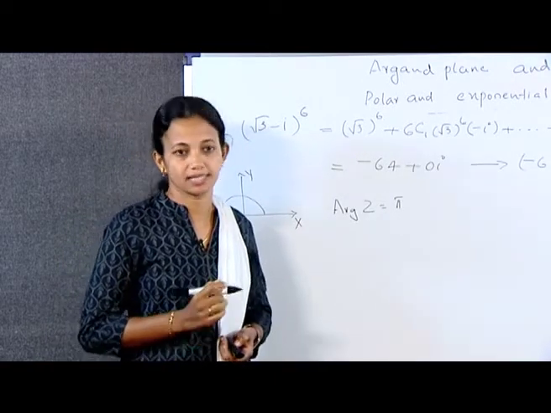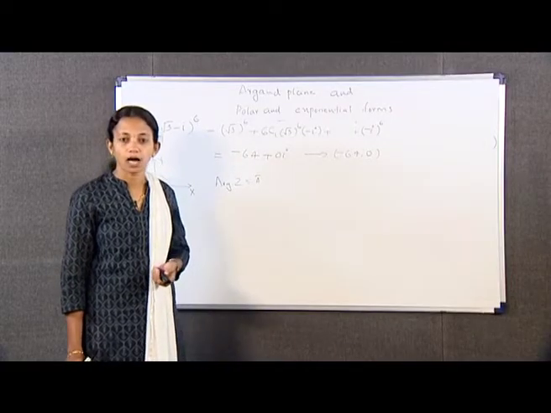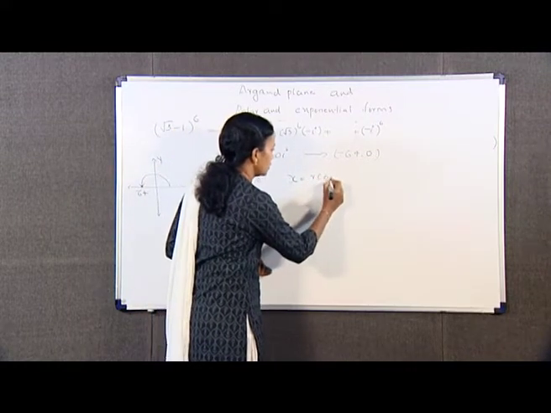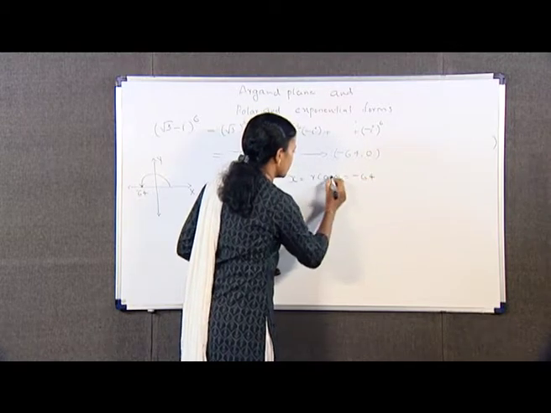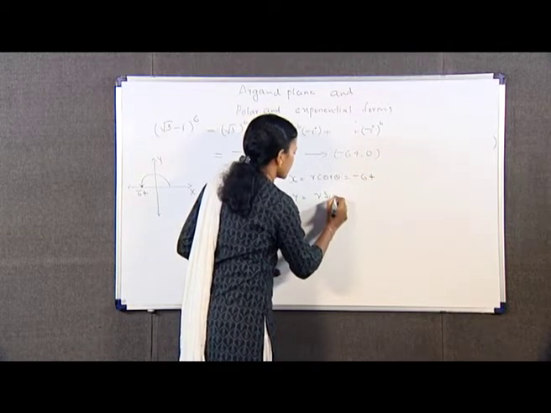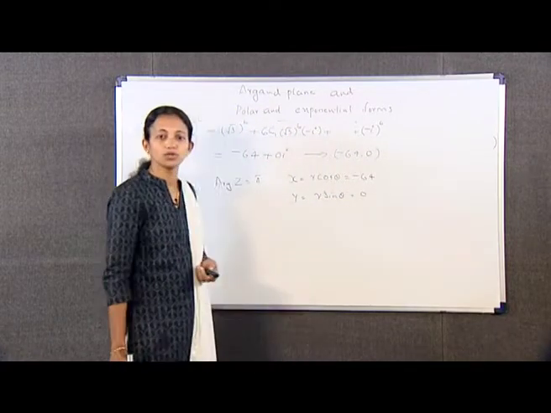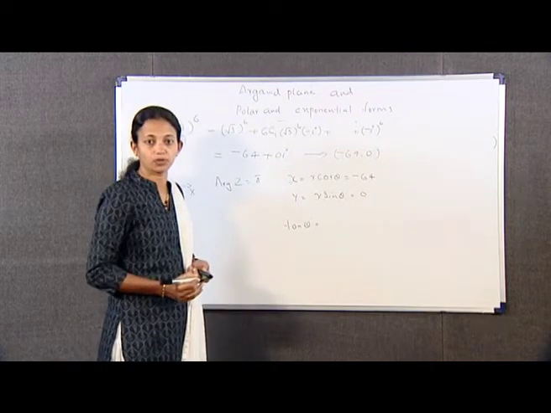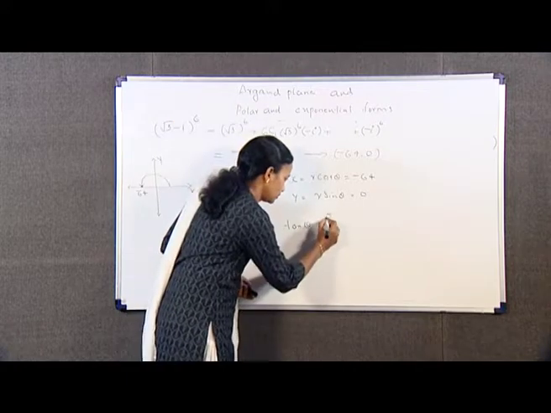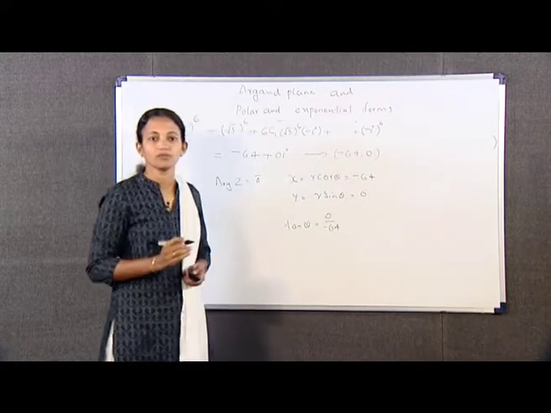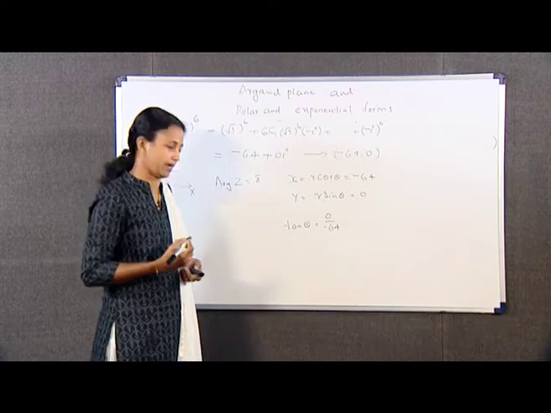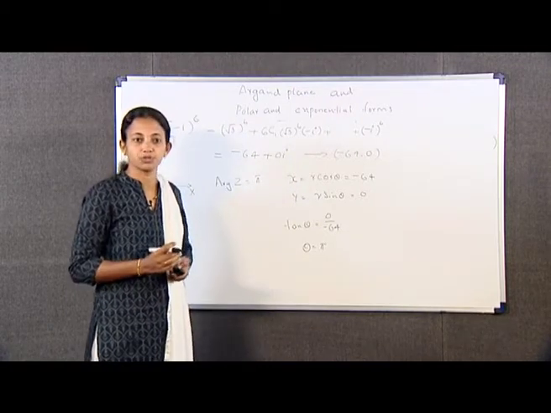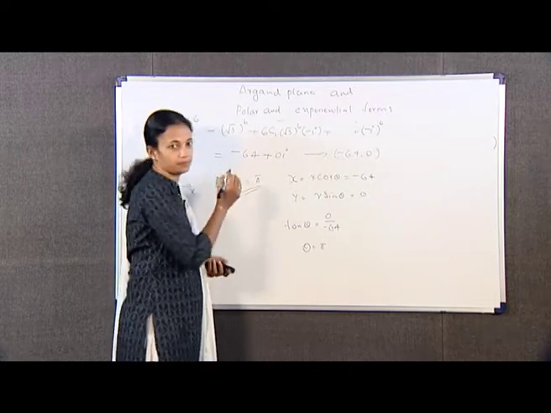This can also be seen as follows. That is, x is equal to r cos theta, which is equal to minus 64, and y is equal to r sin theta, which is equal to 0, which implies tan theta is equal to 0 by minus 64. This gives the value theta is equal to pi. Thus, the principal amplitude is argument of z is equal to pi.